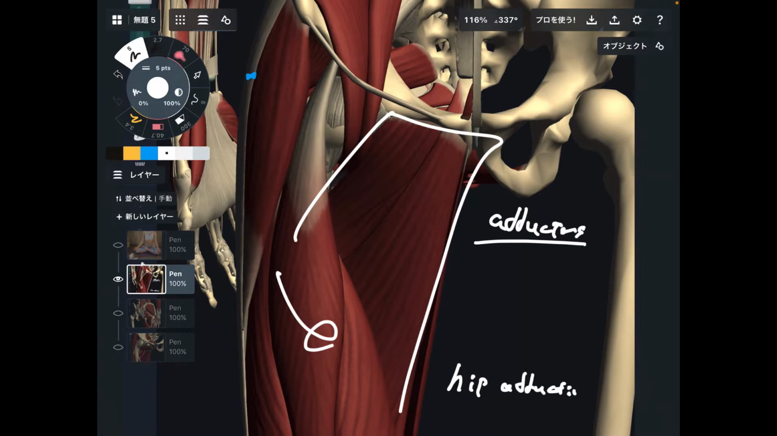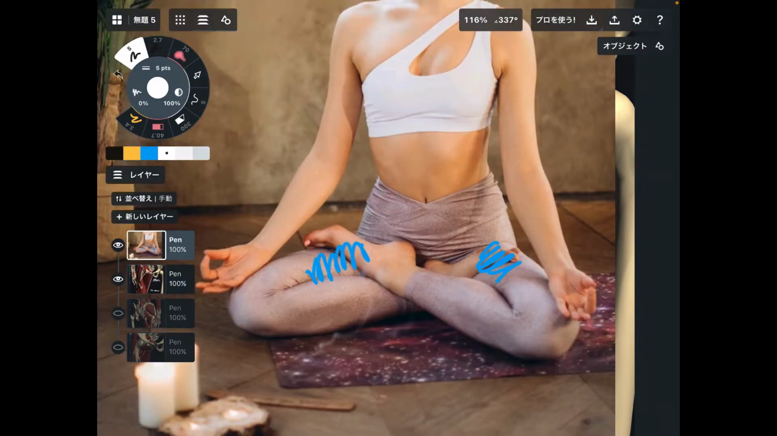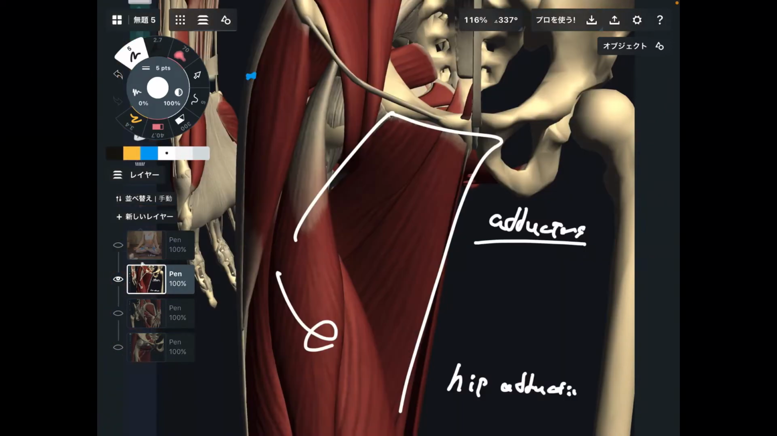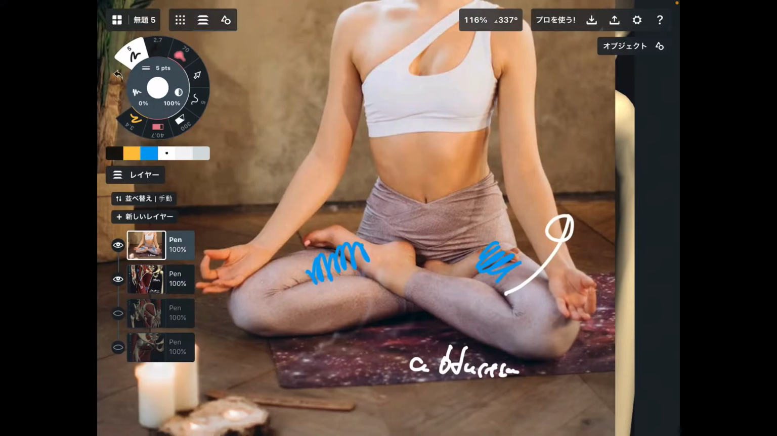Hip adduction. This sitting pose requires abduction. Okay, hip abduction. Hip abduction is the opposite movement of hip adduction. Adduction is a leg crossing movement. Abduction is a leg opening up movement. So when you want a good sitting pose, you need good abduction.